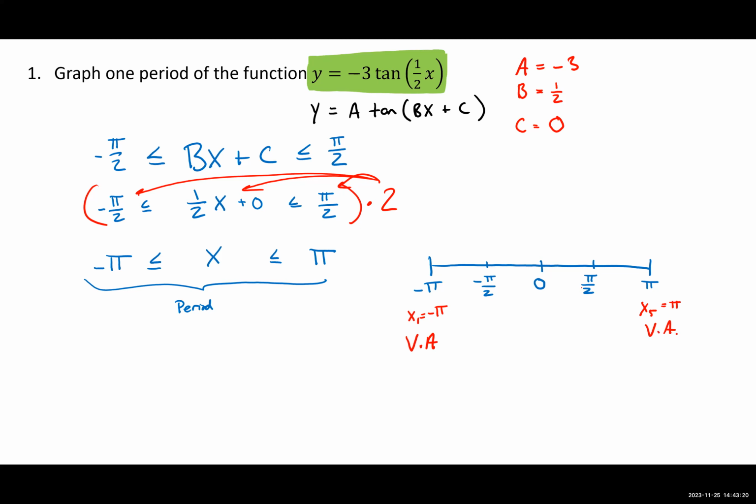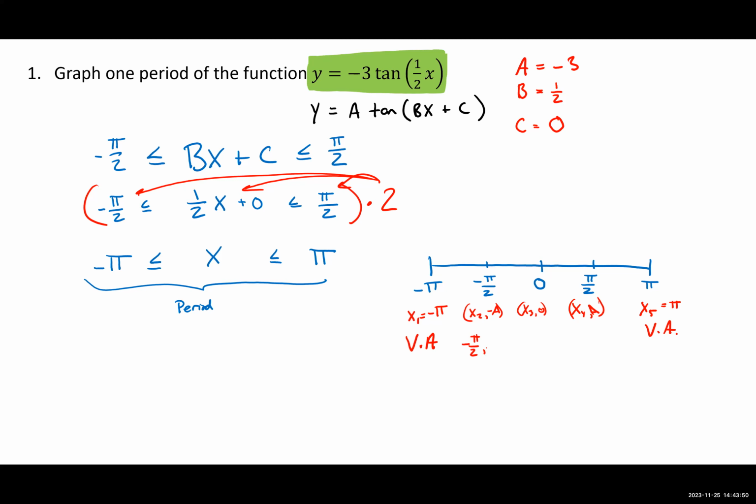And then we've got these 3 points. It's x2 comma negative a, x3 comma 0, and x4 comma a. And so we've got the point negative pi over 2 comma negative a.